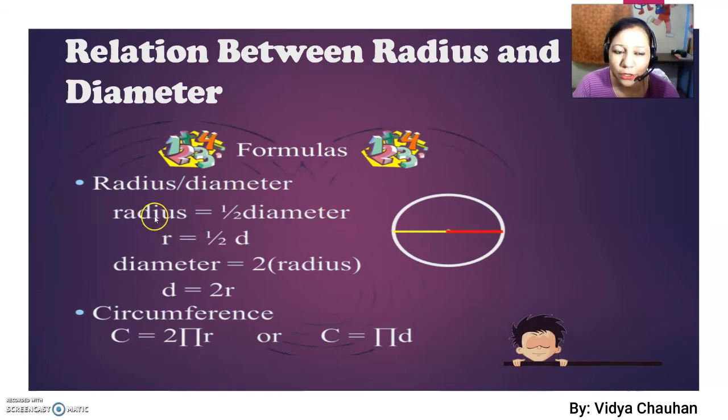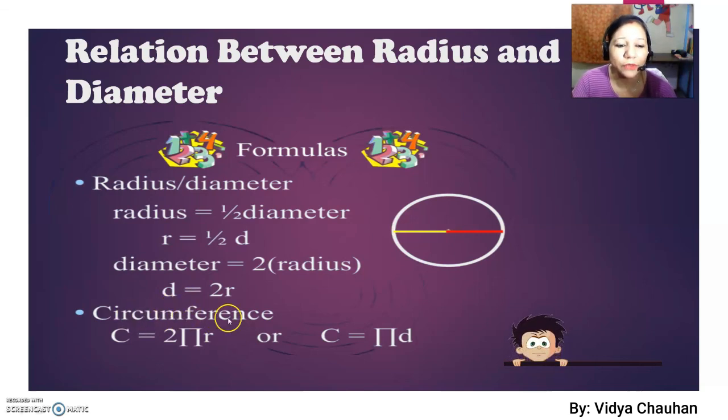We denote radius by small r and diameter by small d. So radius is equal to half of the diameter, or you can say r is equal to d upon 2. Along with this, we can also write the same relation in terms of diameter. Diameter is equal to twice the radius, that means double the radius. So when you multiply the radius given to you by 2, you will get the value of the diameter.